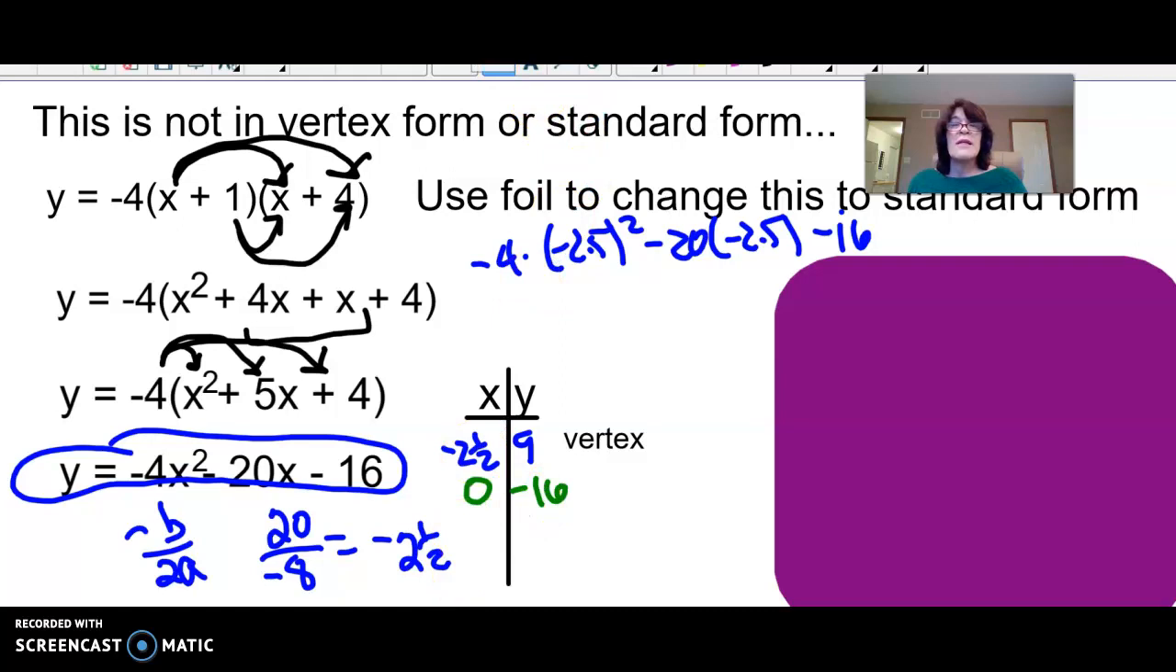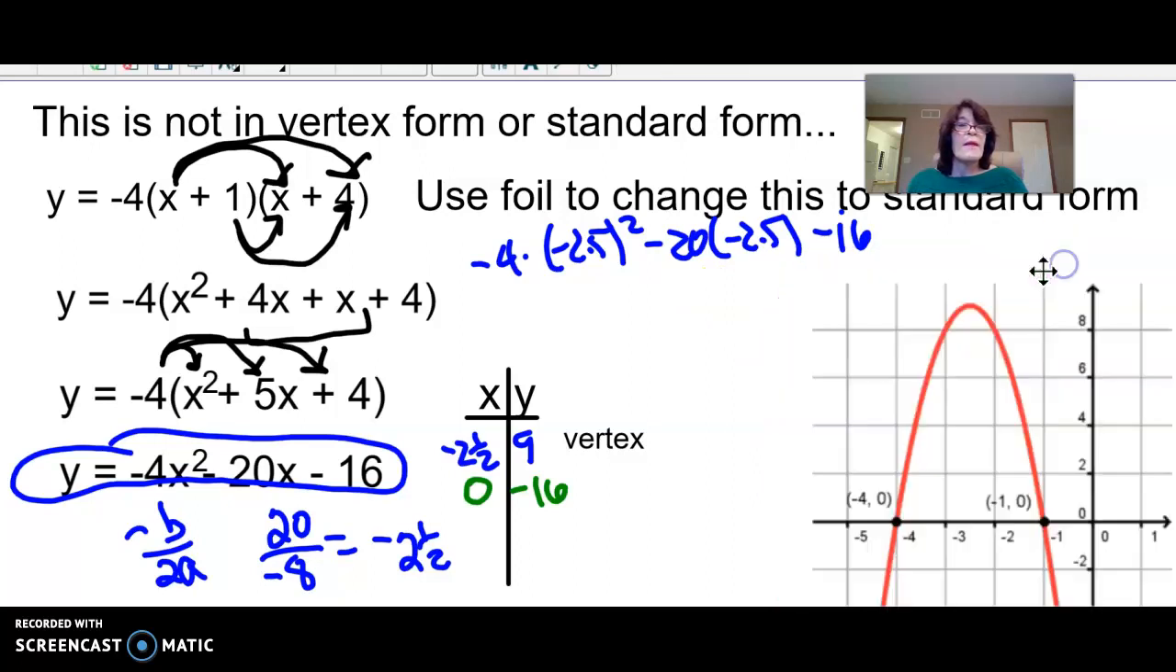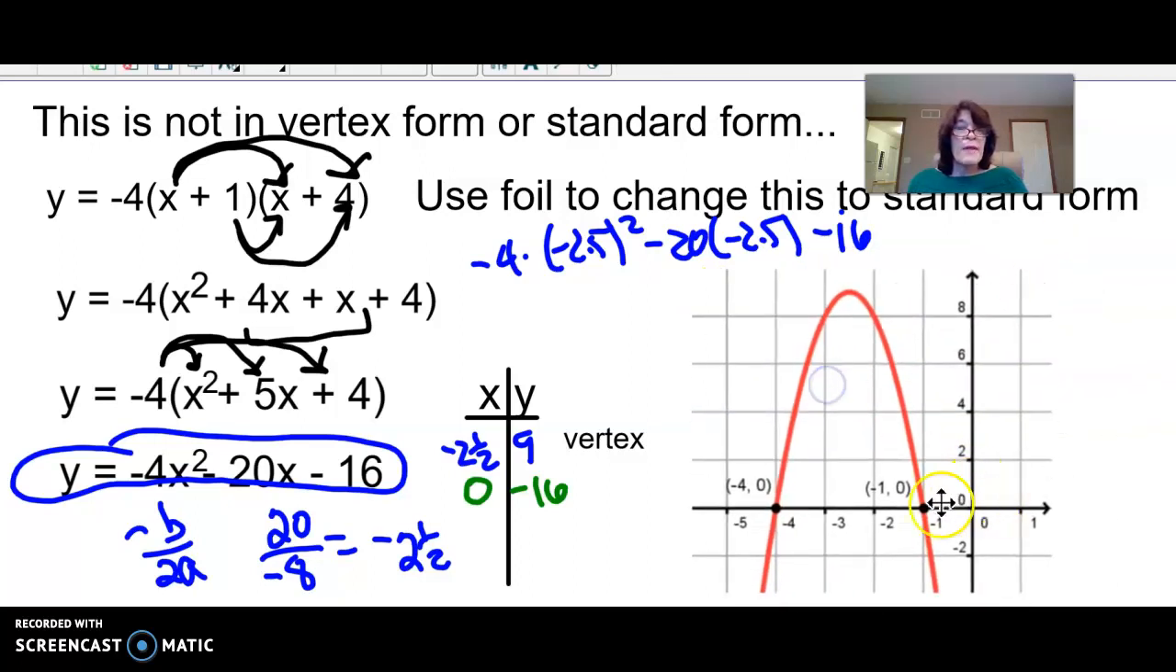Let's just see what that looks like. We'll get rid of this a second. I already graphed it. Okay, so -2.5, 9 is my vertex. This is going by 2s. 0, 1 is halfway here, 2, 3, 4. So this is 9. -2.5, 9. The bottom's just going by 1s. I can't graph 0, -16. I don't have enough graph paper. I'm not going the whole way down there. So I needed a couple other points.